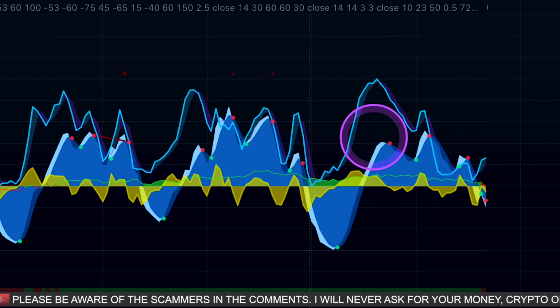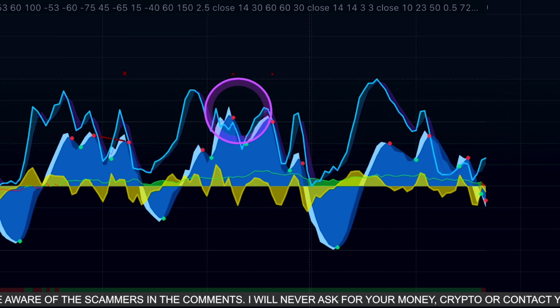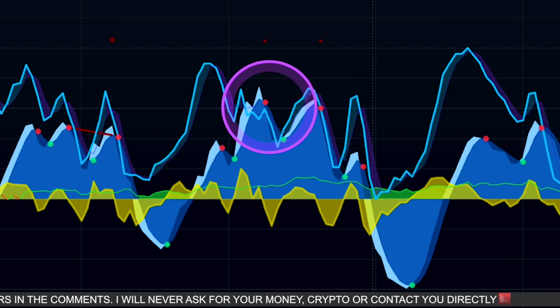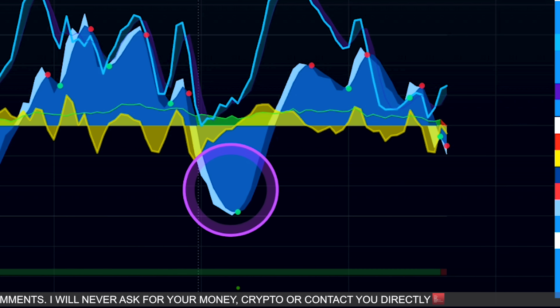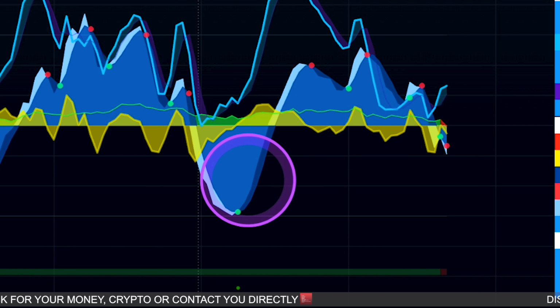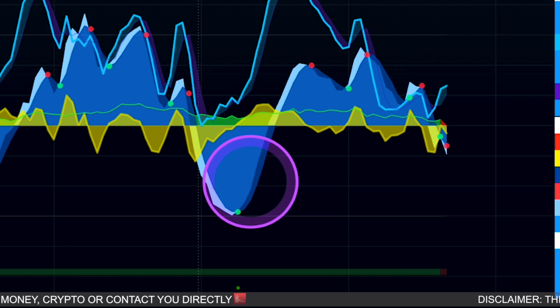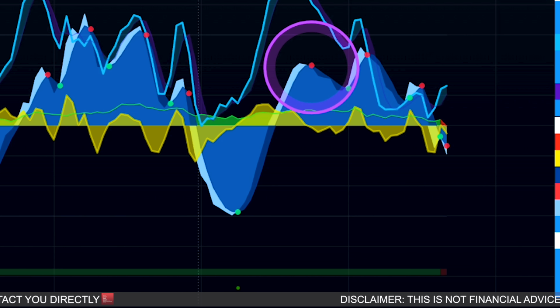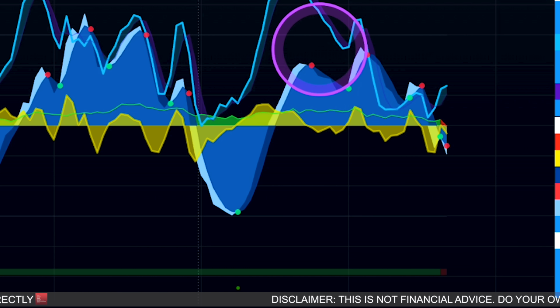They have the blue wave structure, where we're generally looking for the lighter wave to be crossed over by the darker wave for a short, and we're looking for the other way around, the lighter to come below the darker and move its way up for looking for longs. These green dots and red dots signal a crossover between the two waves.